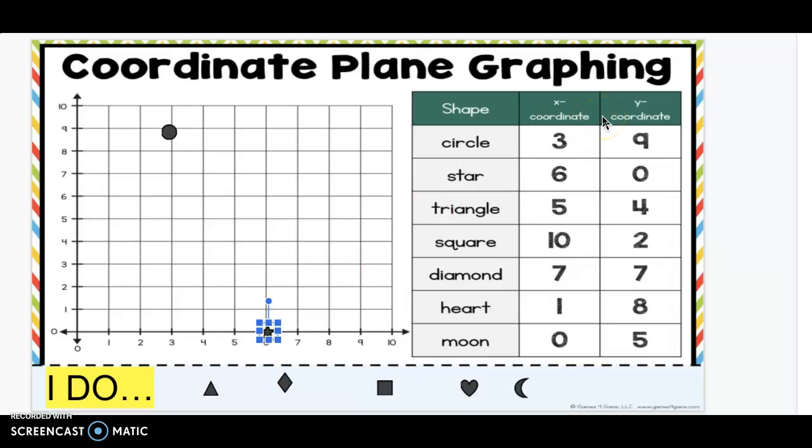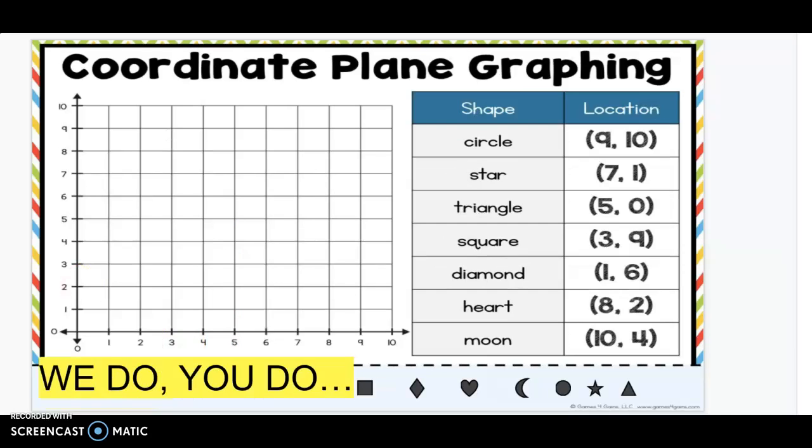Let's do one more where I do it. You are just watching. Just pay attention. Here we go. My next shape says a triangle. I'm going to get my triangle. I'm going to look over here. And over here it says 5. And then it says 4. So I'm going to take my triangle. I'm going to go over 5. And then I'm going to go up 4.